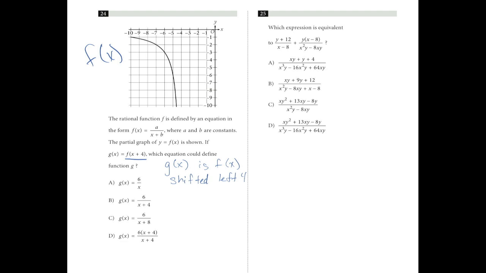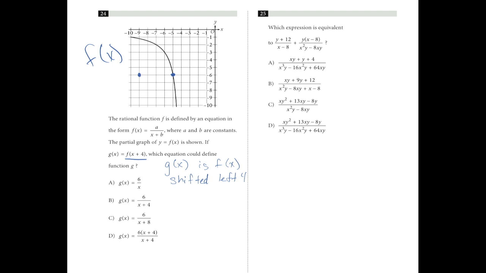So I could even go in here and say, okay, I can see that this point, well, look at this point. This point here is at -5, -6. So if I shift it to the left 4, it should move to -9, -6. So I can even just see if my graph does that. I could also just see if my graph looks like that.